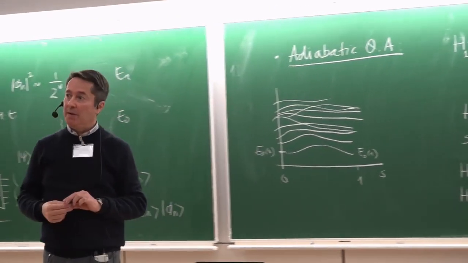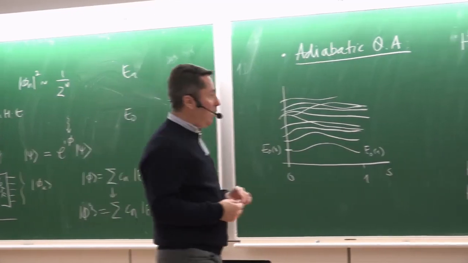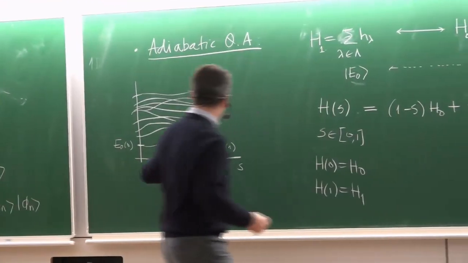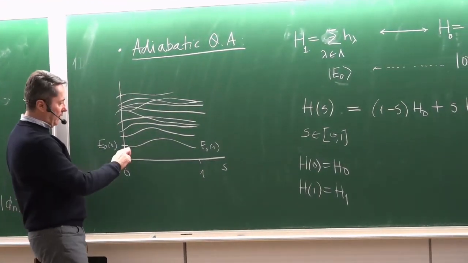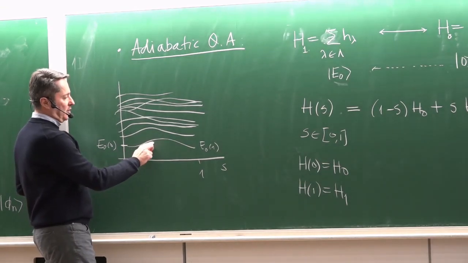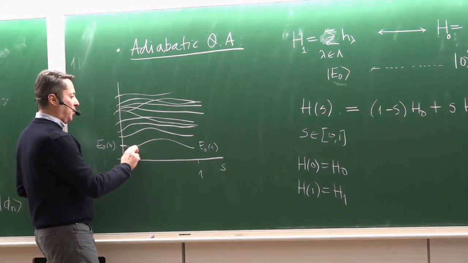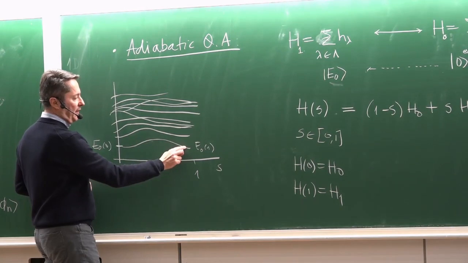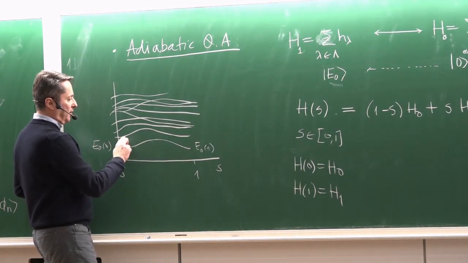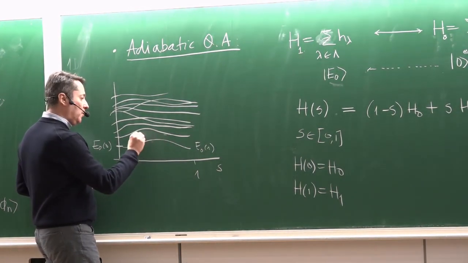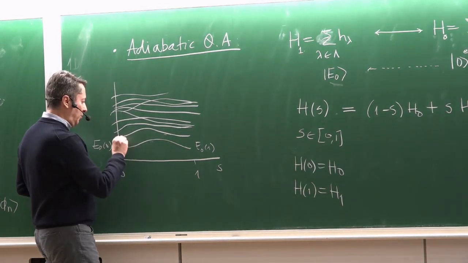And so what happens is that we are lucky and there is no crossing here. So if the eigenvalue corresponding to the ground state as a function of s does not cross the first excited one, or if you want, the gap, this is what we defined.